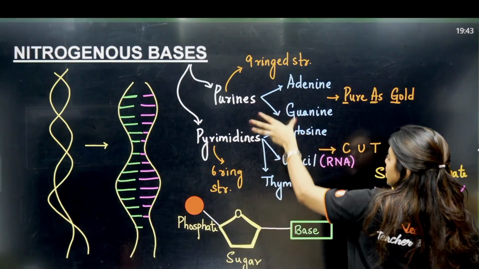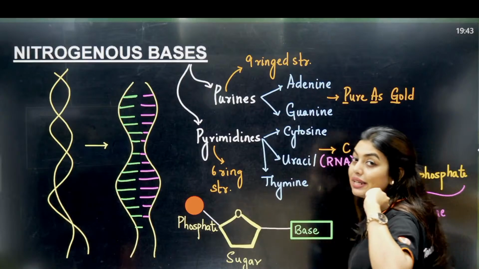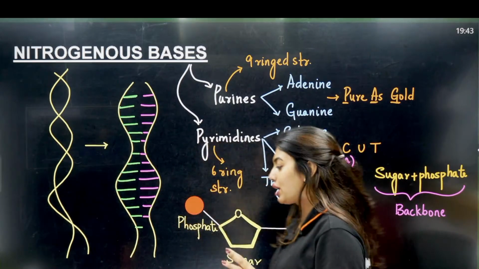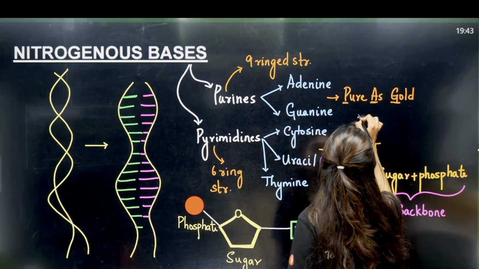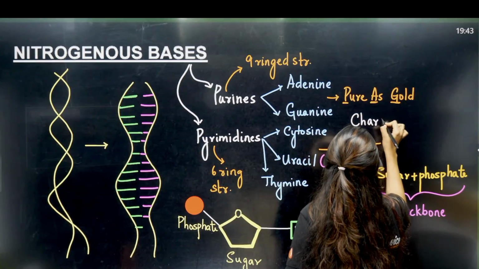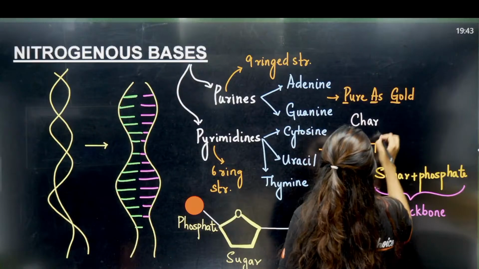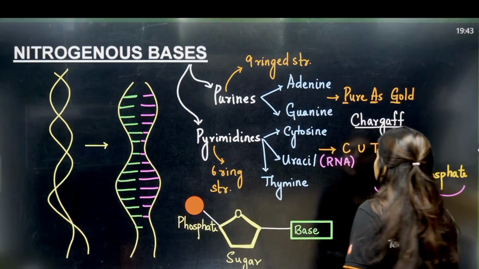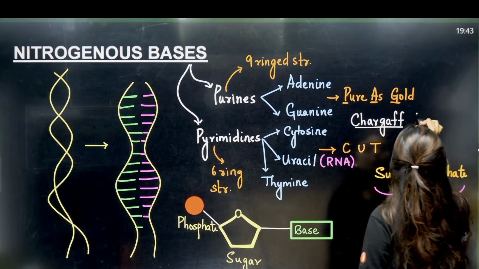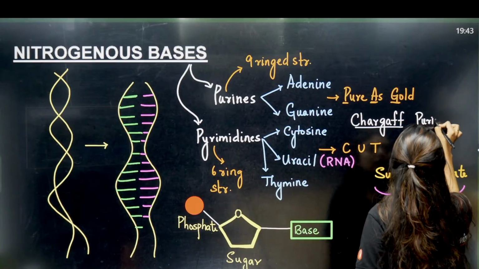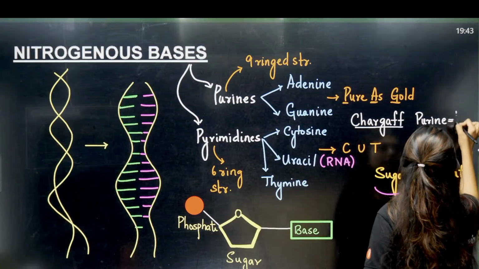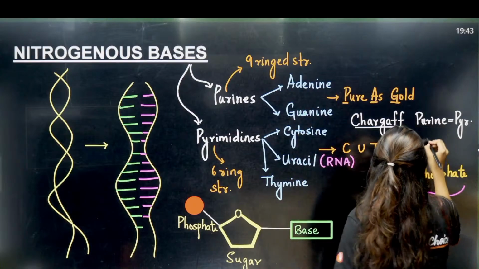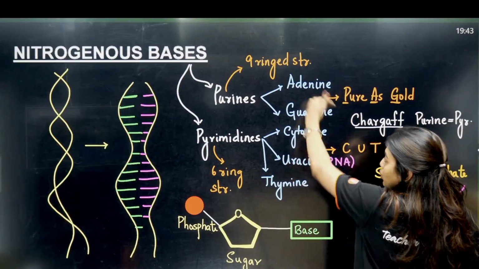Now, remember, purines and pyrimidines are always going to be in the same numbers. Why? Because it is proven by Chargaff. The scientist's name is Chargaff. He told that the ratio of purines and pyrimidines is always going to be equal. That means the ratio of purines should always be equal to the ratio of pyrimidines. That simply means that they are going to bind with each other.